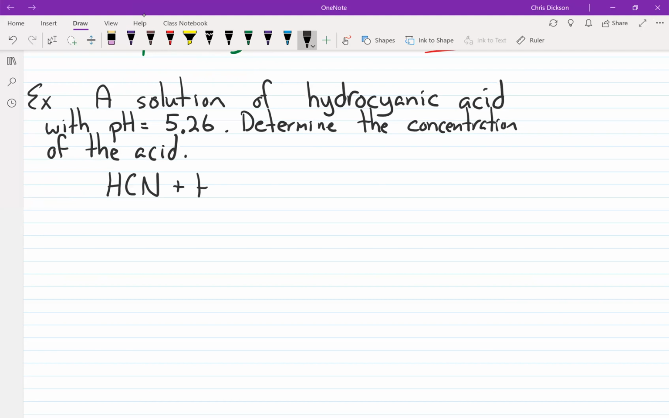So we're going to react that with water, and we know that it should produce an equilibrium of cyanide ions and hydronium.